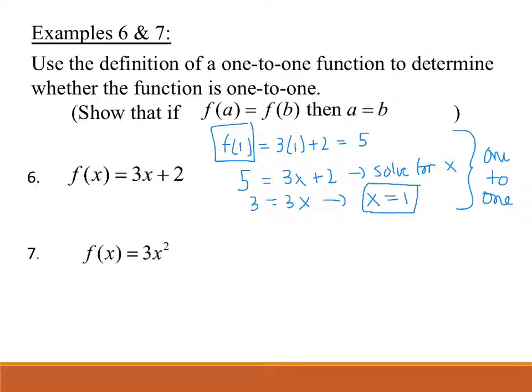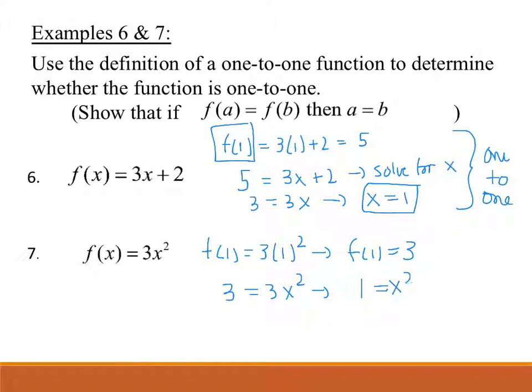Now we're going to do the next function. Suppose we again try f of 1 is equal to 3 times 1 squared. This means that f of 1 is equal to 3. Well, now we're going to do the reverse. We're going to let 3 is equal to 3x squared. Now, we divide both sides by 3, and we get 1 is equal to x squared.